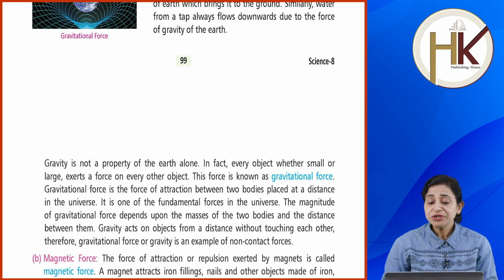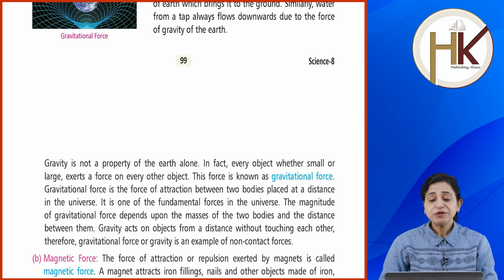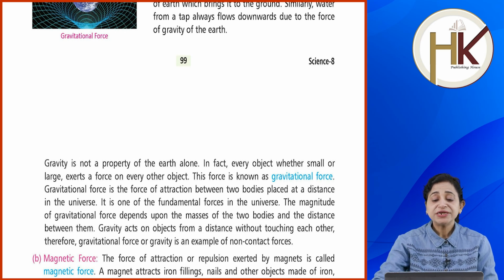Gravity is not a property of the earth alone. In fact, every object, whether small or large, exerts a force on every other object. This force is known as gravitational force, and gravitational force is the force of attraction between two bodies placed at a distance in the universe.